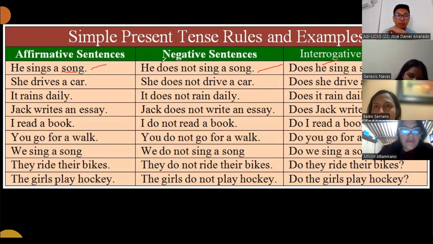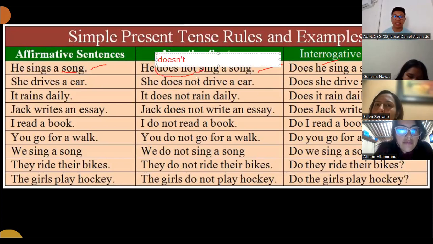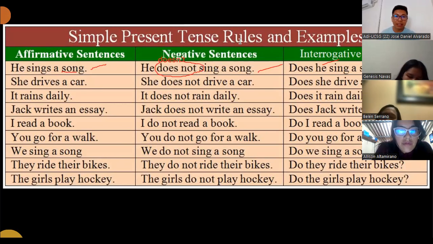¿Cómo lo hago negativo? He does not, o la forma contraída, que es doesn't. He doesn't sing a song. And as you can see, sing ya no tiene la S, como se dan cuenta, ya desapareció, ya no está la S que está acá. Y lo mismo en la pregunta, ya no pongo la S porque does ya está en tercera persona. Does he sing a song?